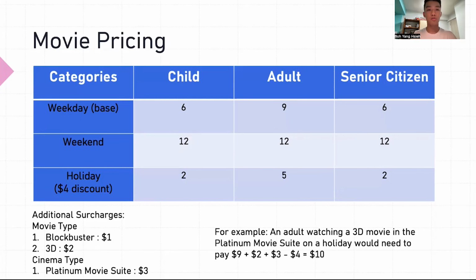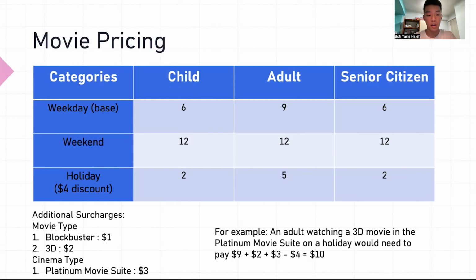So moving on to how our group is doing the movie pricing. As you can see, there are 3 categories of customers, which are child, adult, and senior citizen. On the left side, there are 3 types of days, which are weekday, which is the base, weekend, as well as holiday. For weekday, the base price for child and senior citizen are both $6, while it is $9 for adult. For weekends, it's $12 across the board. And as for holidays, there's a $4 discount off the weekday base prices.